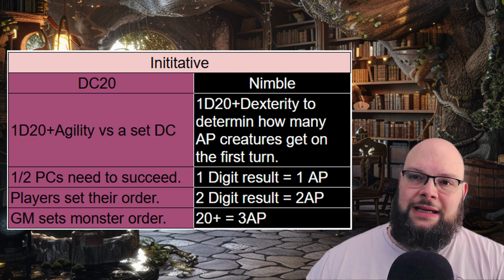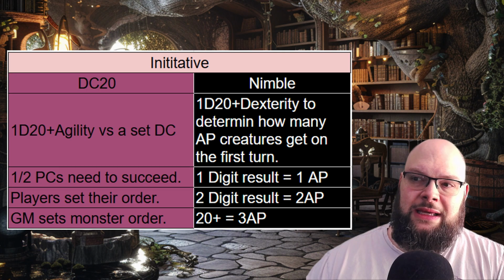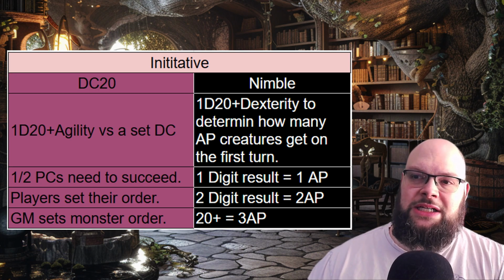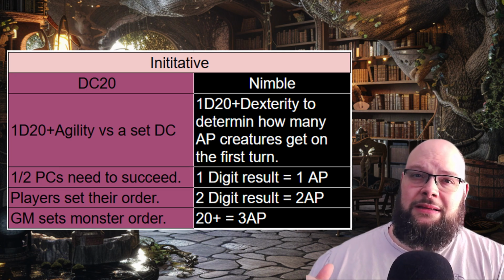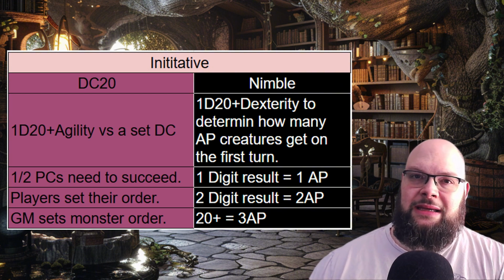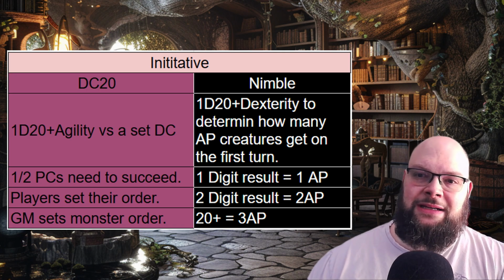What I really like about this is it's very distinct and different than any other system that I've seen. It makes really good use of the action point economy in a very interesting way, because you already have this resource called an action point, and initiative is usually just what order people get to act in. What Nimble does instead is say the better you are at initiative, the better you are at reacting to the combat in your first turn.